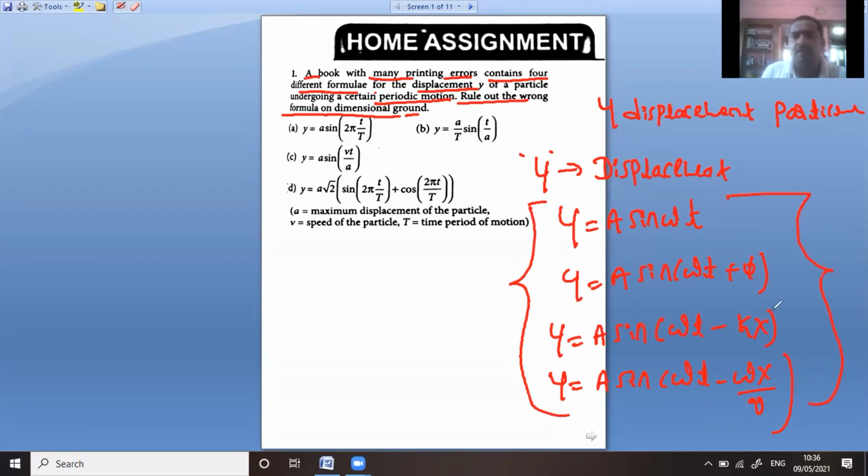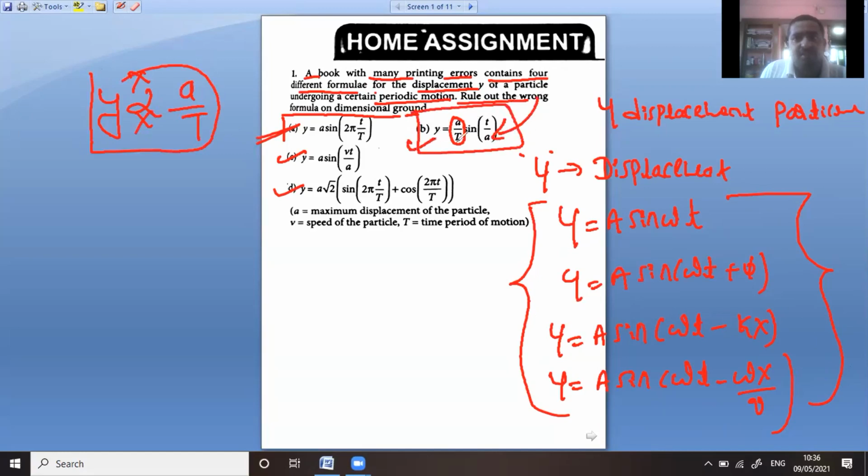Okay, so let's check. This is the form a sine. The form is correct. Option C, a sine, this form is also correct. A square root of 2, this is a by 2. So the displacement of the particle is not proportional to a by t. It is not proportional, so that is a wrong statement. Option B is the correct answer. Okay, the next question.